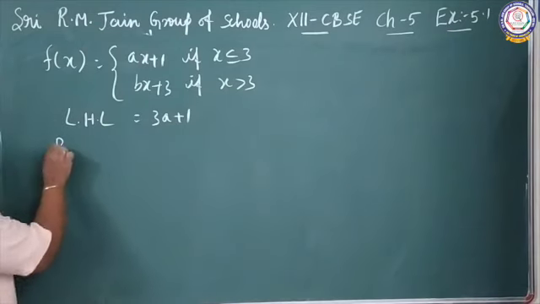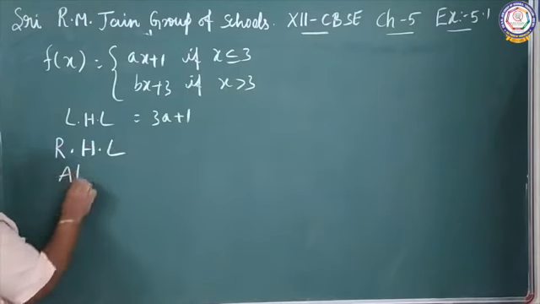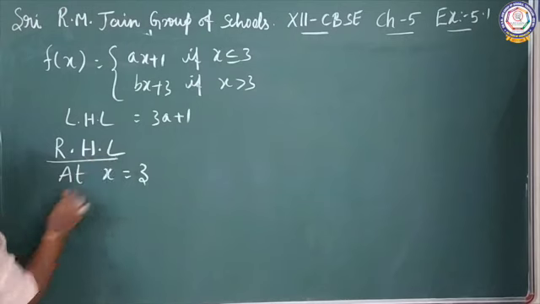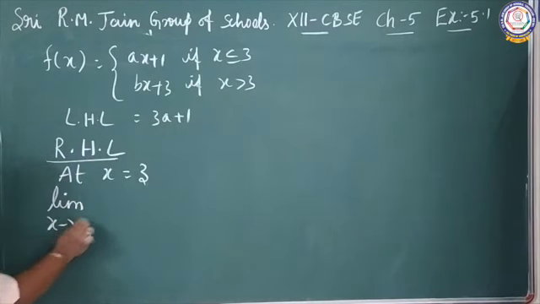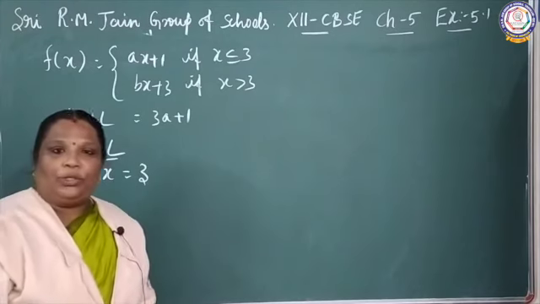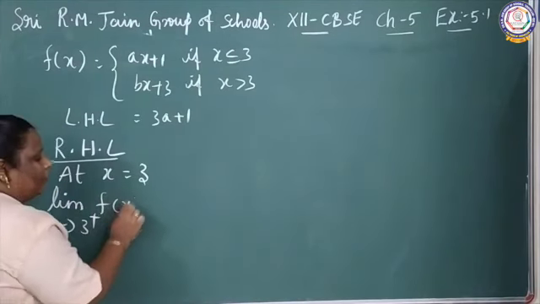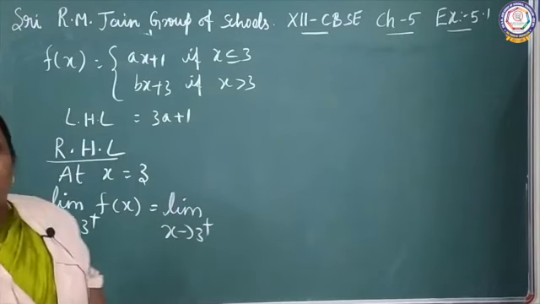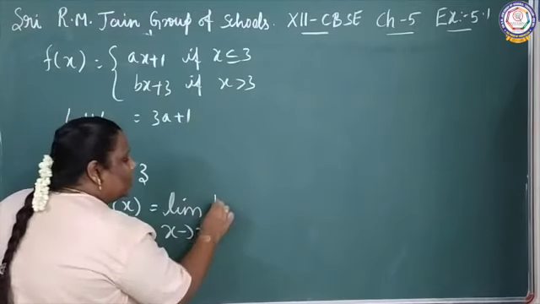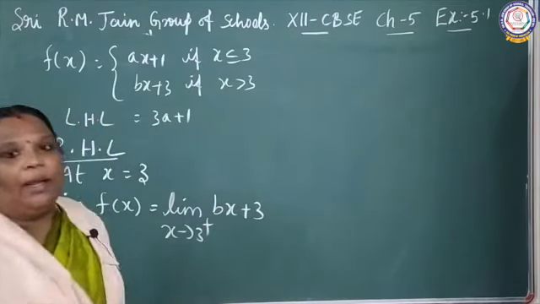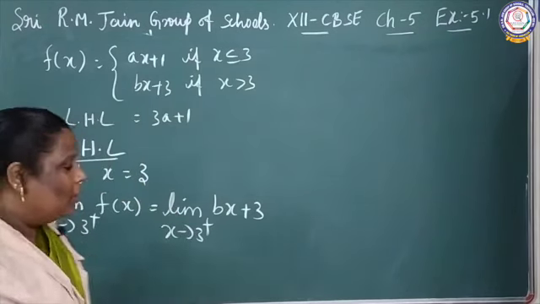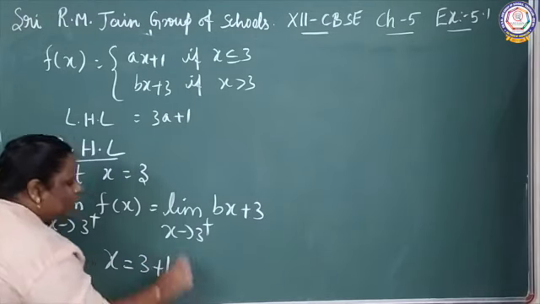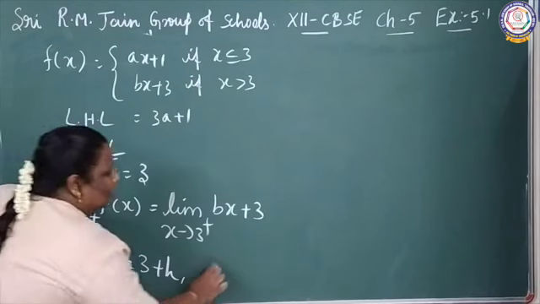Now you move on to the right hand limit at x equal to 3. Limit x tends to 3 plus f of x. Here x is greater than 3, so the value is bx plus 3. You replace x with 3 plus h, so limit h tends to 0.